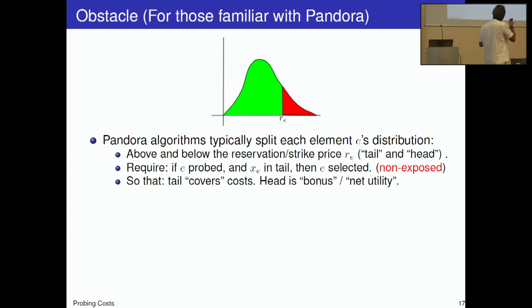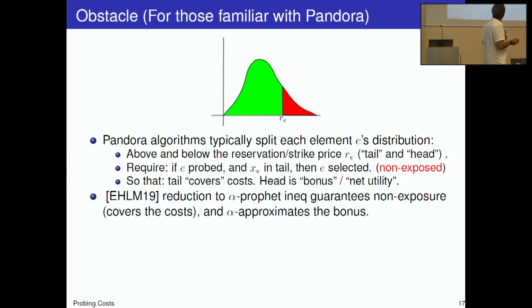In all those algorithms, the property that's usually needed is what's known as non-exposure. If you probe an element e and you find out that its value is in the tail, you better select it, because the tail has to pay for the cost of exploration. So if your value happens to be in the red part, you better pick that element if you probed it. That's called non-exposure. By the way, this threshold between the head and the tail is often known as the strike price, reservation price, or cap value. There are a bunch of different names.